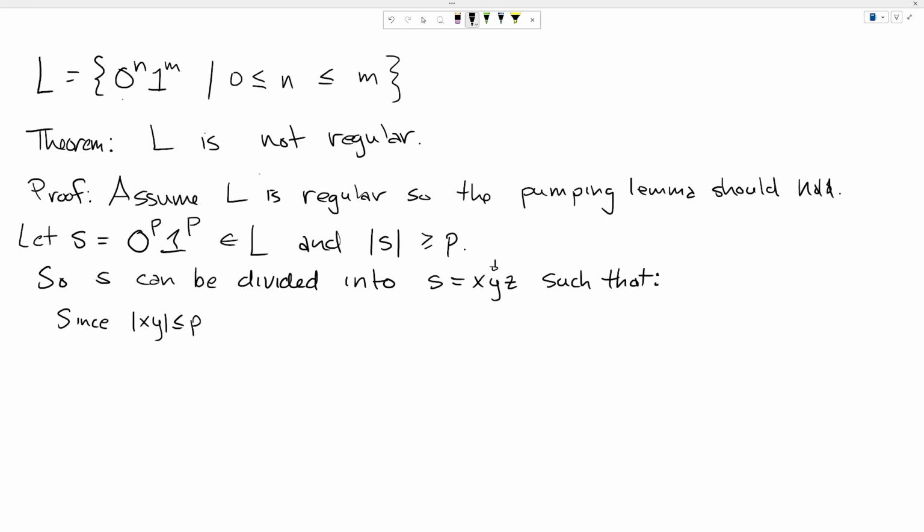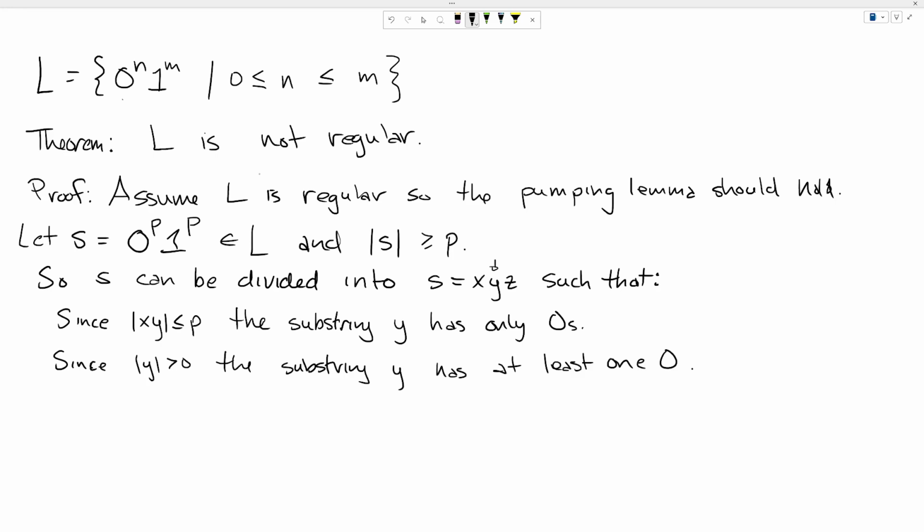And in particular, that means the string y, the one that we're concerned with, must only have zeros in it. And then it's usually important to remind ourselves that one of the other properties says that the substring y cannot be empty, so there must be something in there. And that means that it must have at least one of those zeros.